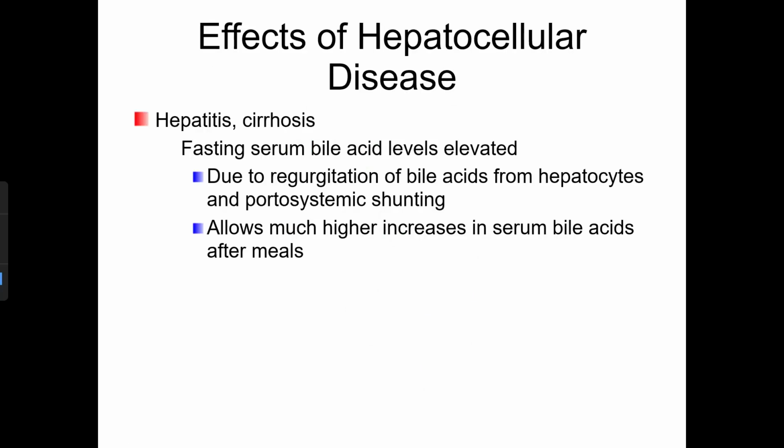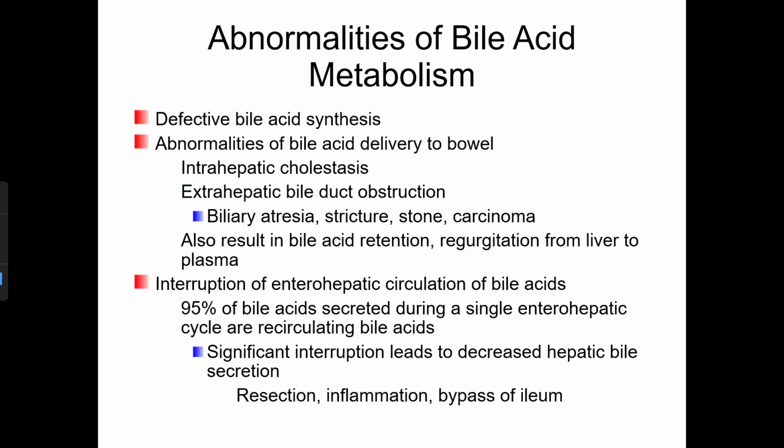The effects of hepatocellular disease, so hepatitis or cirrhosis. Fasting serum bile acid levels are elevated due to the regurgitation of bile acids from hepatocytes, and portosystemic shunting allows much higher increases in serum bile acids after meals.